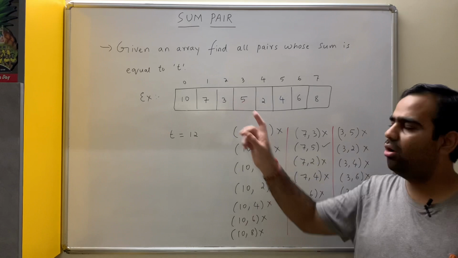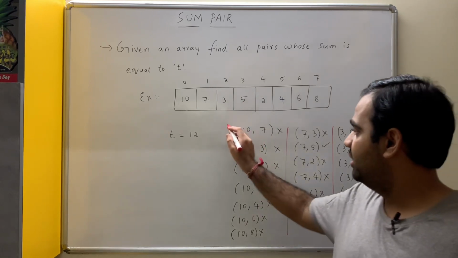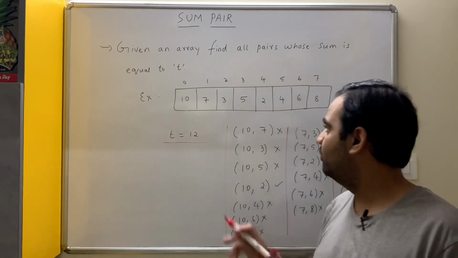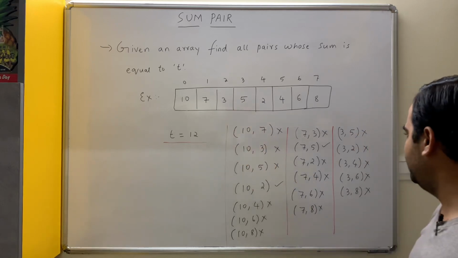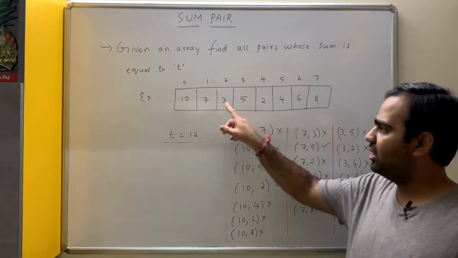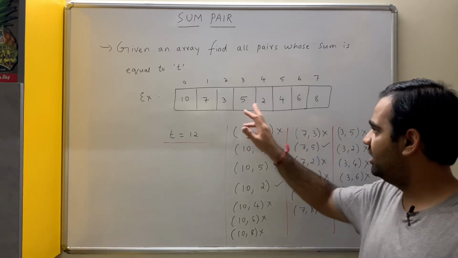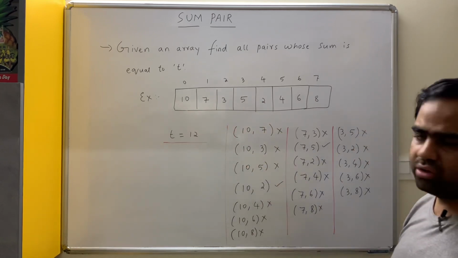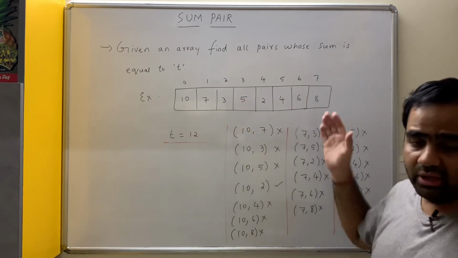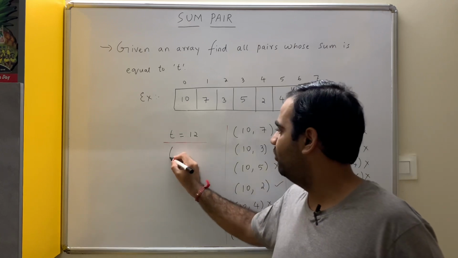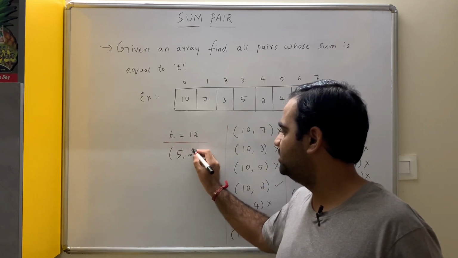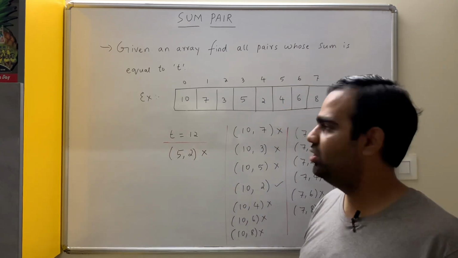Now you have formed all the pairs with respect to 3. Now form all the pairs with respect to 5. Will you consider 5 and 3? No, already done. Will you consider 5 and 7? No, already done. Similarly 5 and 10 is also done. Hence we search only on the RHS. Therefore we say 5 and 2, 5 plus 2 is 7. Sum is not equal to 12.